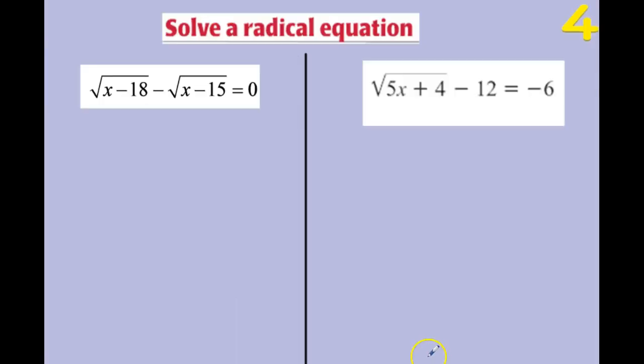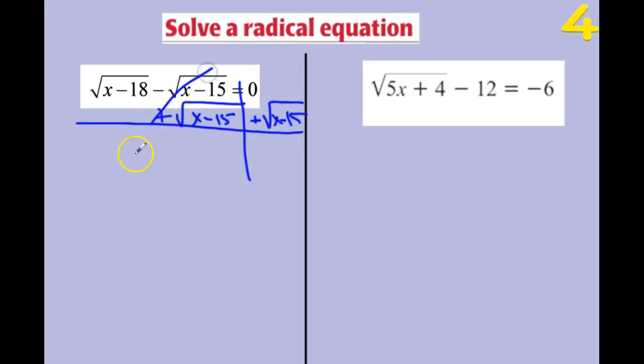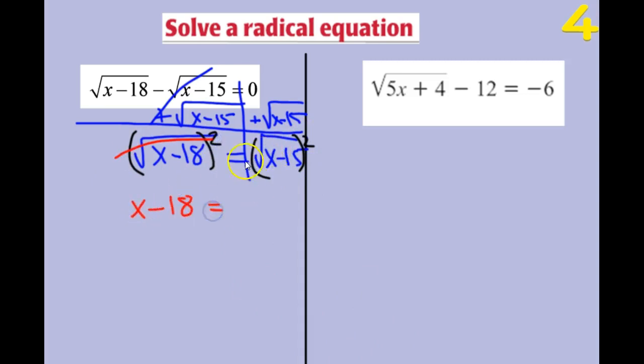Alright, these next two we need to do the same thing with. This one here, we have square root minus a square root. Well, let's just move it to the other side so that they're equal to each other. So I'm going to add the square root of x minus 15. So I'm going to have the square root of x minus 18 equal to the square root of x minus 15. Sorry, my handwriting's a little sloppy there. Now I can square both sides, and I'll be left with x minus 18 equal to x minus 15.